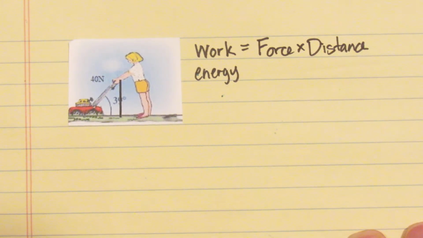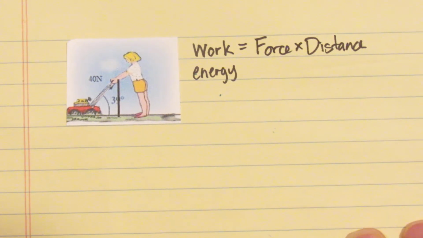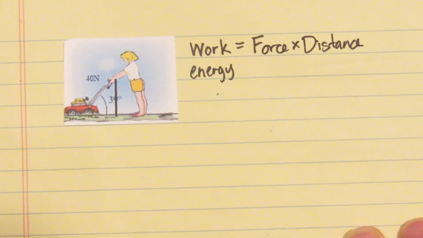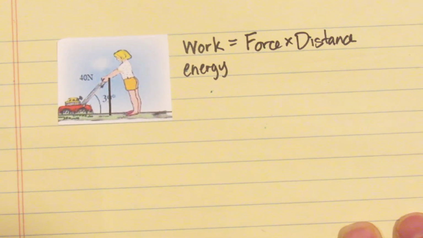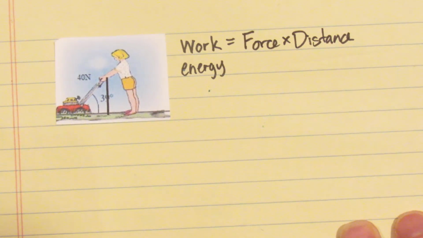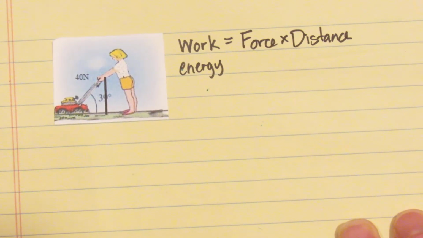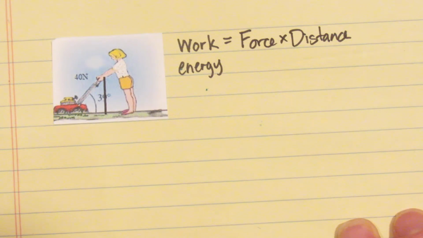She's pushing downward with a force of 40 newtons. Newtons is a scientific measurement of force. And she's making a 39-degree angle with the ground. So not all of that 40 newtons is being applied in pushing the lawnmower horizontally. Some of that is applied just in a downward vertical force.